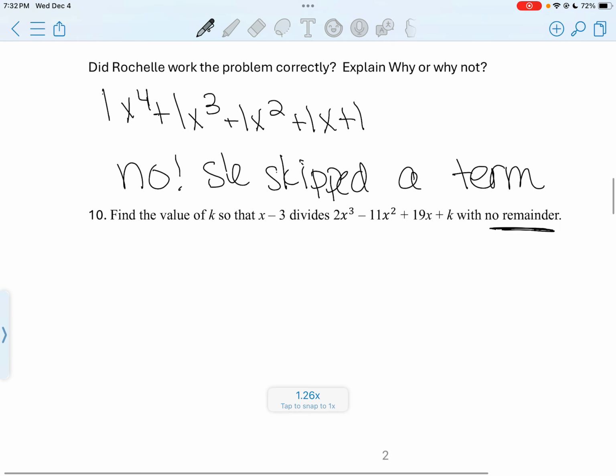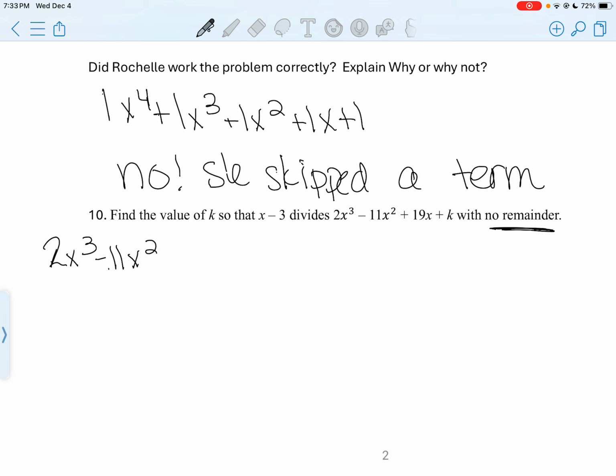Find the value of k so that x minus 3 divides 2x cubed minus 11x squared plus 19x plus k. Forgive me, my pen is giving out on me right now. And I just bought this for the sole purpose of creating this video. That's what we're trying to figure out, what k is, when divided by x minus 3 with no remainder.